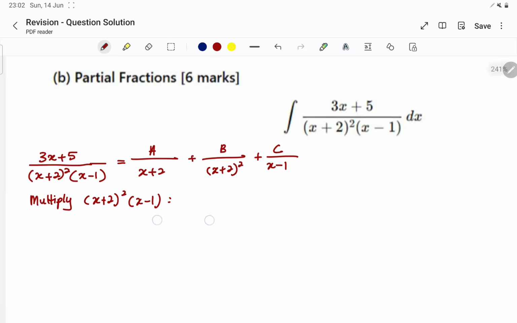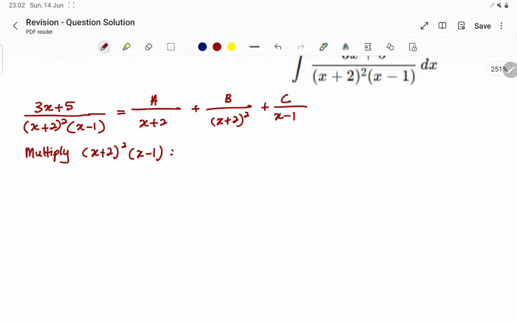So we will multiply all of this with (x plus 2) square (x minus 1). Then you're going to get 3x plus 5 equal to. You multiply one by one, because later on we will cross. But if you already know what to do after this step, it's up to you, you can just make it shorter. For me, I will just explain one by one first.